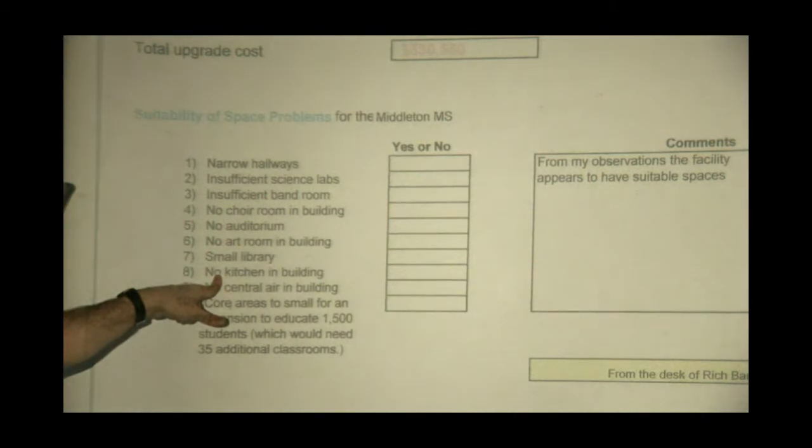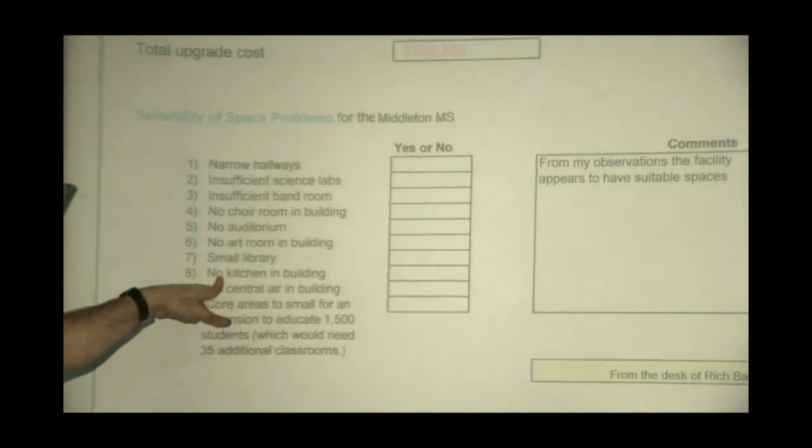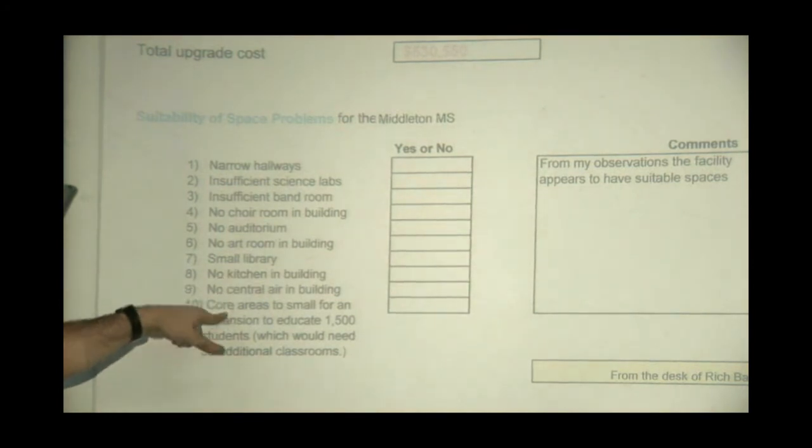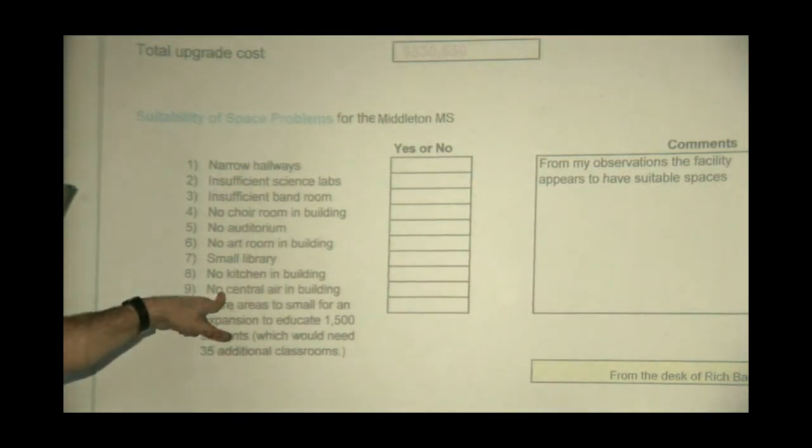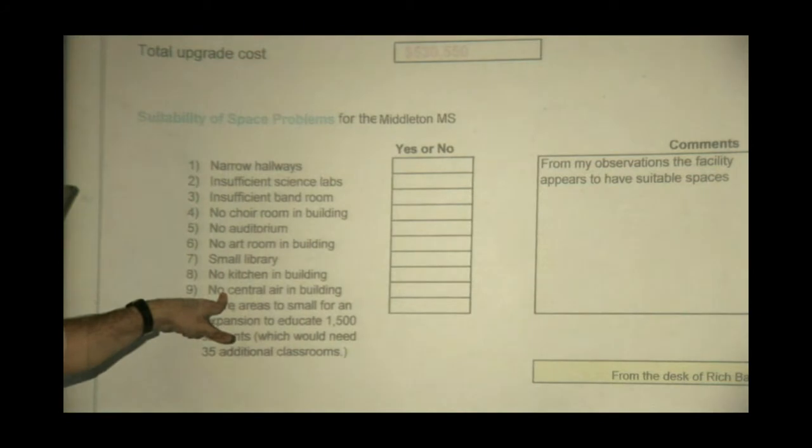No kitchen in the building. There's pros and cons on that. Is it able to be transported in? Probably if it is, it's suitable. If it isn't, and the kids are eating cold lunch every day, then maybe that's a decision of someone else. No central air. In my school district, I say no central air is a problem.